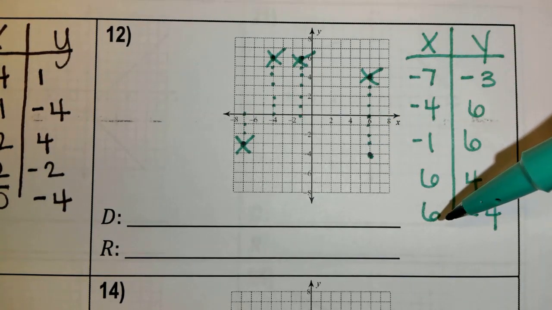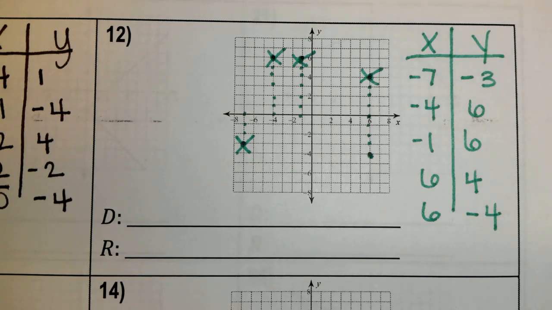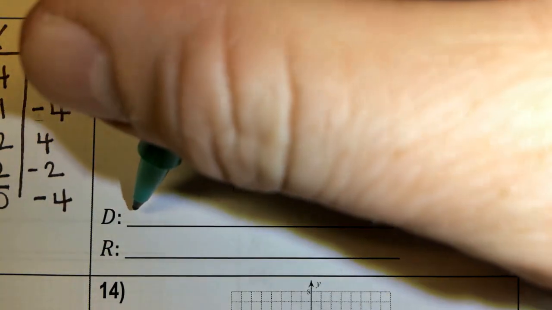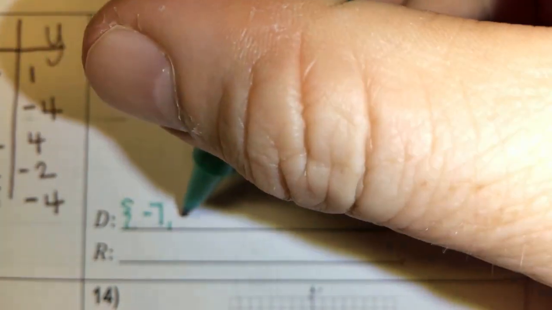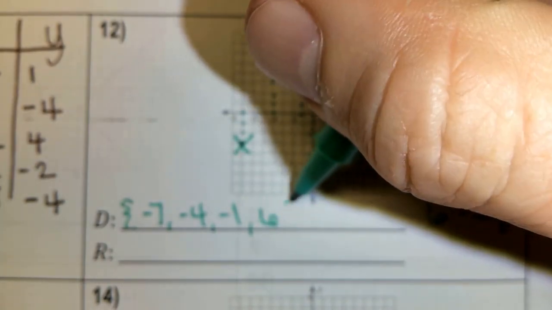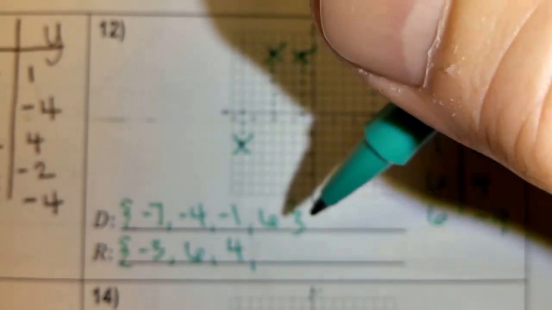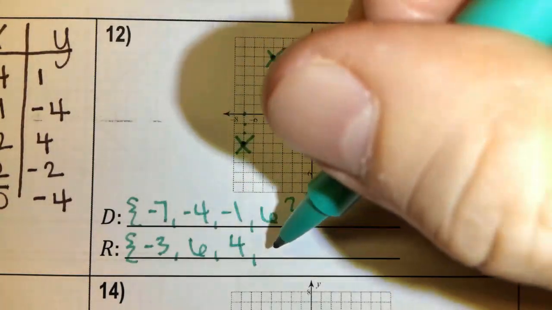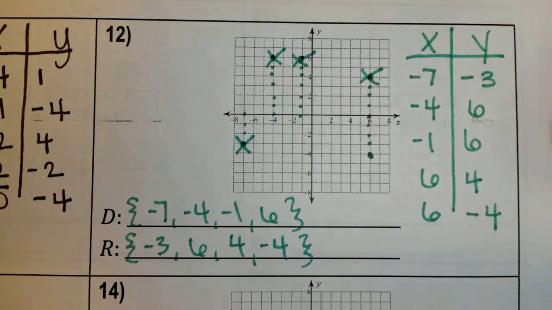So again, I have domain on X, range is Y, and I just copy my numbers down. Okay, and I don't have to repeat for the ones that do. So domain, I have -7, -4, -1, and 6. Range, I got -3, 6, 4, and -4. And I'm done with that question.